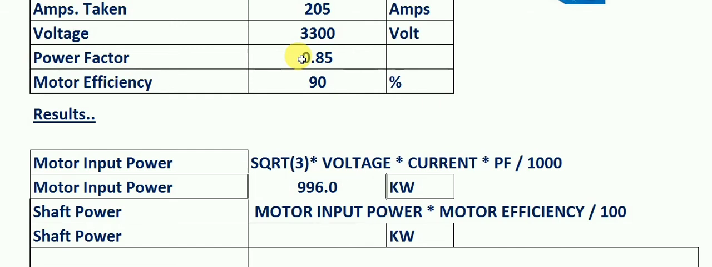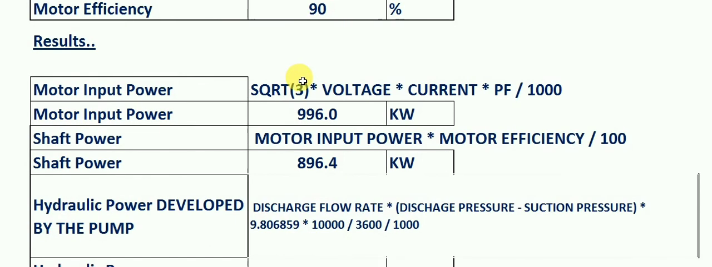That is how much current the motor takes, and how much power it is drawing. The motor output power, that is the shaft power, goes as the input to the pump. So this multiplied by the efficiency of the motor is the motor output power, or the shaft power for the pump. It is 896.4 kilowatt, the input power to the pump.